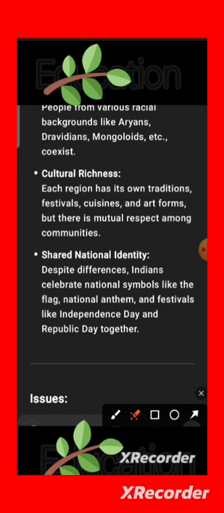Challenges to multiculturalism in India. Even though multiculturalism is a strength, it sometimes faces challenges: religious conflict or communal riots; caste-based discrimination or untouchability; regionalism like Sons of the Soil movements; language dispute, for example, Hindi versus non-Hindi states; politicians using identity politics to divide people. These challenges threaten unity and must be addressed through education, awareness and inclusive policies.